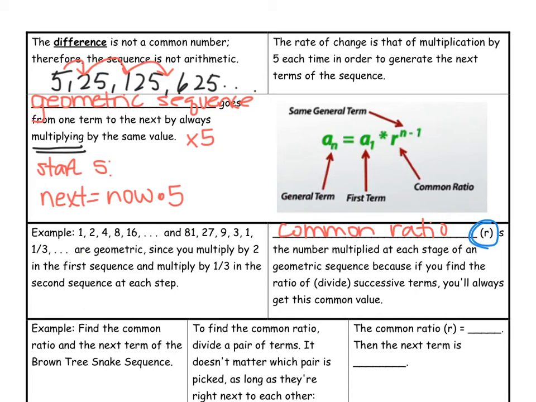So if we were to divide 16 divided by 8, we would get 2. 8 divided by 4 is 2. 4 divided by 2 is 2, and 2 divided by 1 is 2.